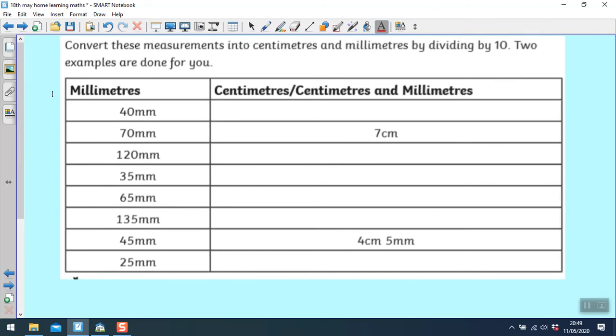Convert these measurements into centimetres and millimetres by dividing by 10. 2 examples are done for you. So our millimetres number is 10 times bigger than our centimetres number, so 70 divided by 10 is 7. 45 divided by 10 is actually 4.5, but we call that 4 centimetres and 5 millimetres. Pause the video while you divide these measurements by 10.